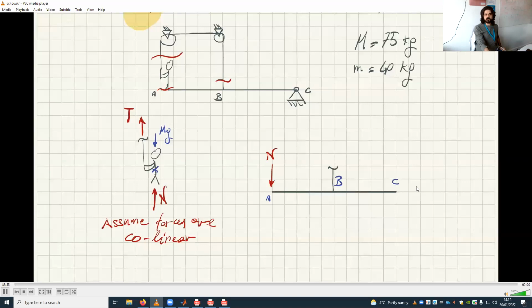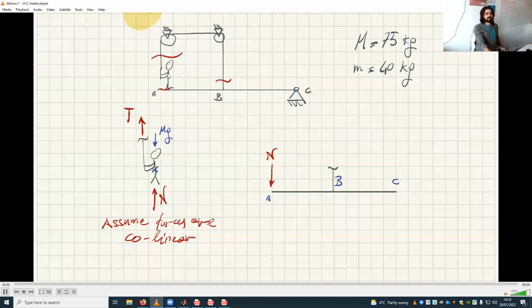No, we can't put mg instead of N at A, because this man is propping himself up by doing so. Okay? Yeah, it's a bit more involved. If he was just standing on it, then yes. If there was no T because he wasn't holding onto this rope, then yes, mg would be equal to N, and you would be right, but not in this case.